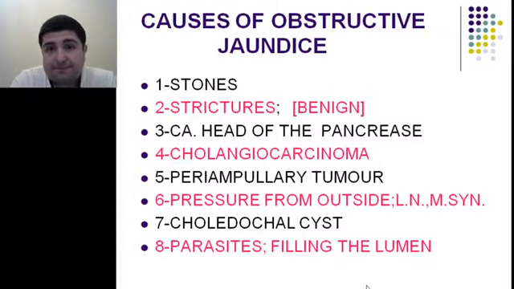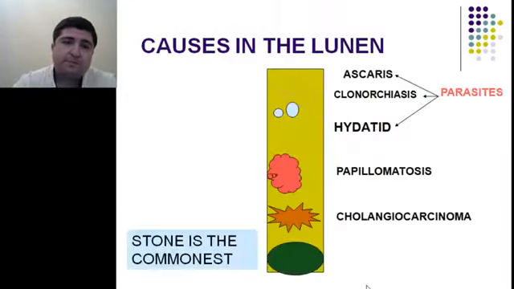Seventh, choledochal cysts. Sometimes benign cysts can grow inside the common bile duct, and they also block the common bile duct and give mechanical jaundice. And parasites. Parasites usually localized in the intestine, usually the large intestine, sometimes the small intestine. Sometimes these parasites can go to the duodenum, from there enter the papilla of Vater and the common bile duct and block it. This can also be a cause of mechanical jaundice.